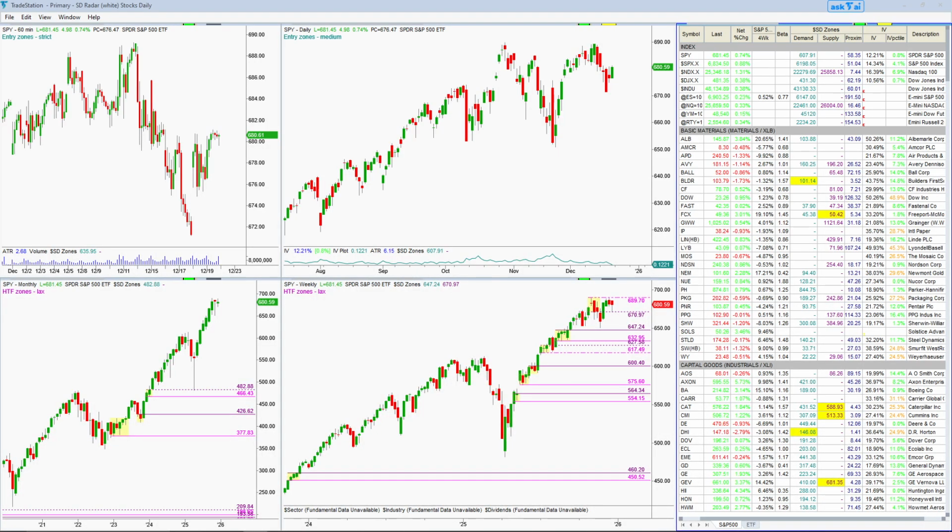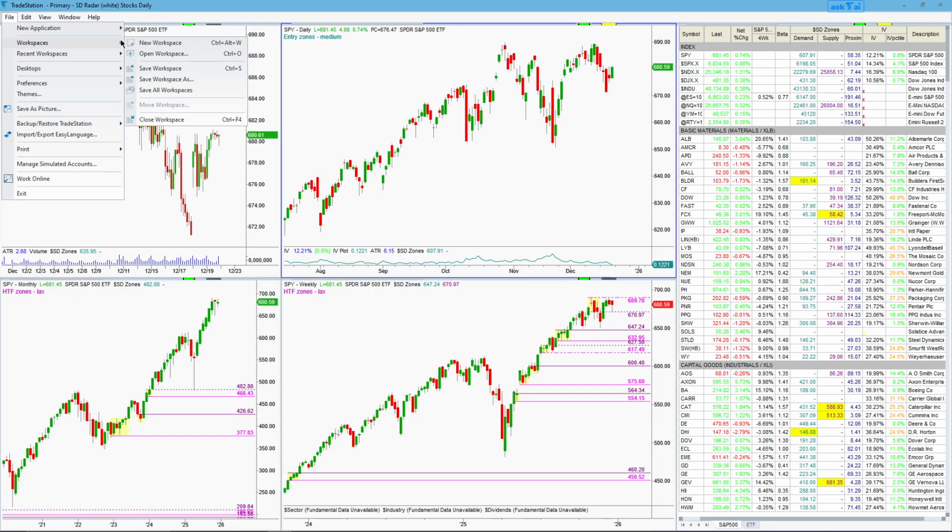I want to show you a few things that were updated and changed in the stocks workspaces for stock and options traders. What we have here is the ST Radar Stocks Daily Workspace. Yes, the one with a white background, in case there was any doubt about that. Let me just show you real briefly the ones we have there.